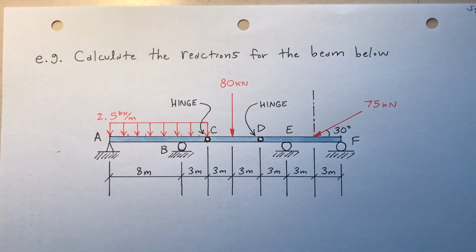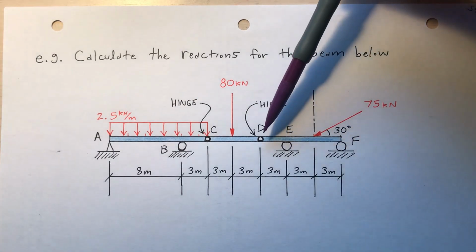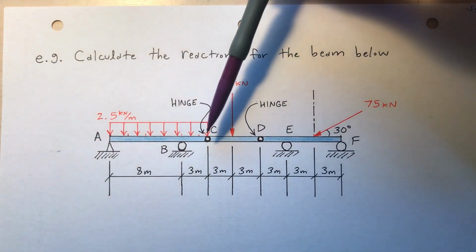Okay, consider this. Calculate the reactions for the beam below. And you see the beautiful drawing here? I would consider this a cantilevered structure. It looks like there's a cantilever between D and E, between B and C.